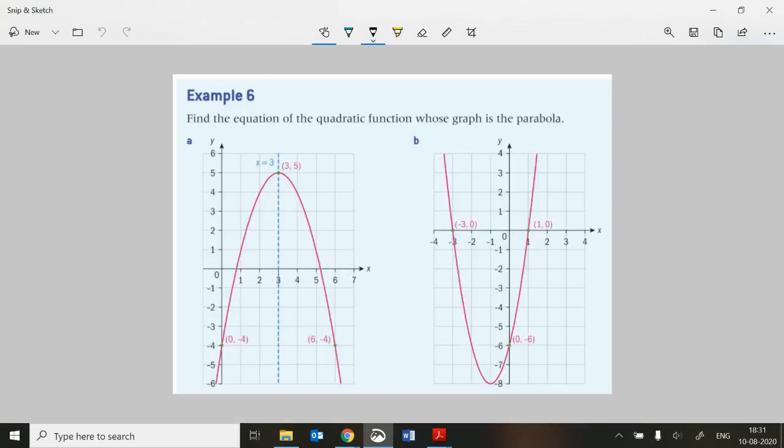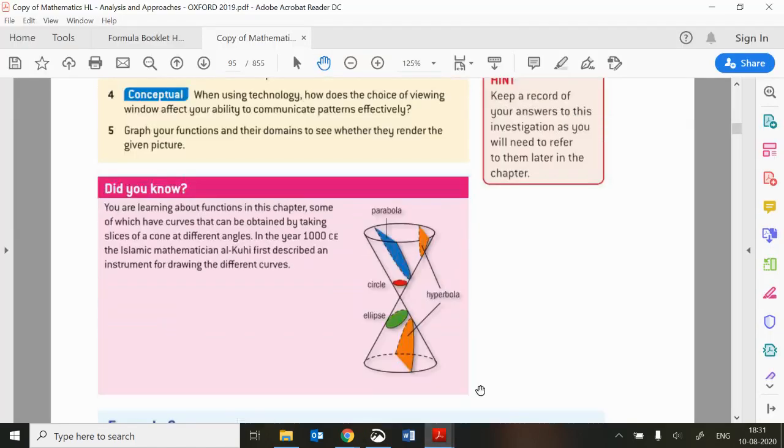Okay, so it might be that we choose to use vertex form. Remember what that is. We could use the root form. What do they call the root form again?